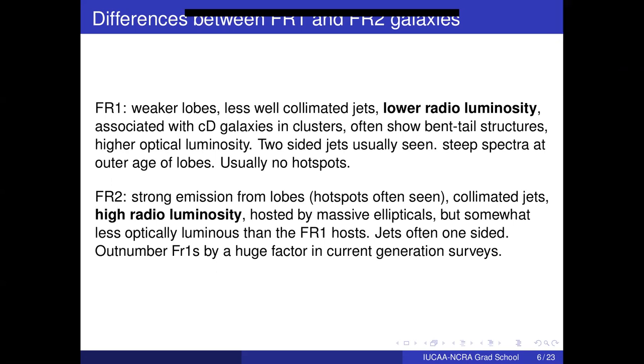So by that measure, the FR2s have very high luminosity. I should probably mention here that there are various dividing lines between FR1s and FR2s in terms of luminosity, but a typical 1.4 gigahertz luminosity of about 10 raised to 25 watts per hertz is considered as the dividing line between the FR1s and the FR2s. Anything brighter than that is very likely an FR2, and something less luminous than that is an FR1.